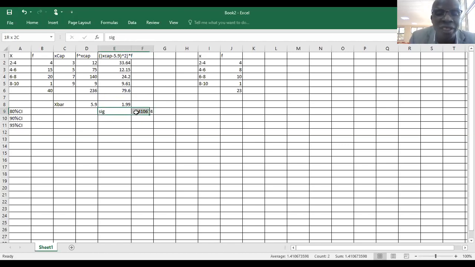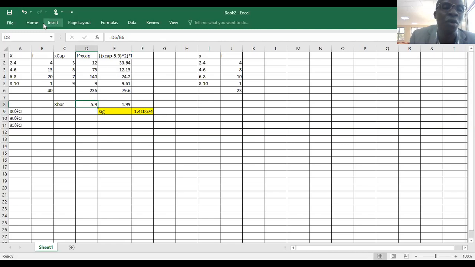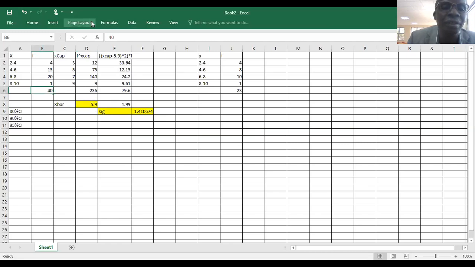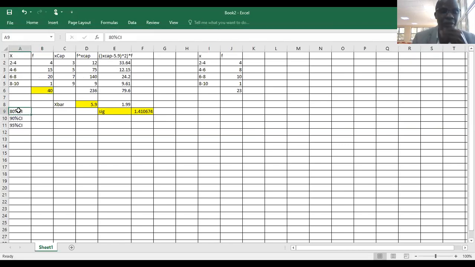So all we need here is this. That's the first thing you need. Then you need this, which is our mean. And of course, we know n. What is n here? What is n equal to? 40. And you need this. Those are the only things you need.